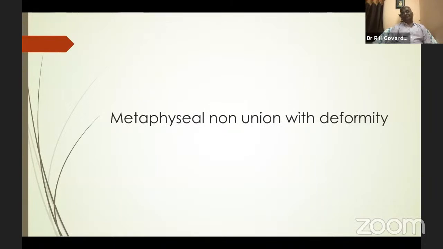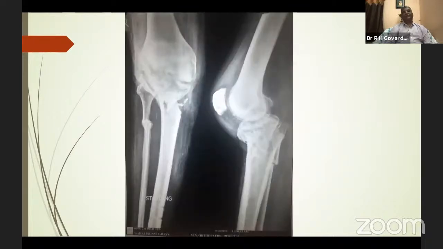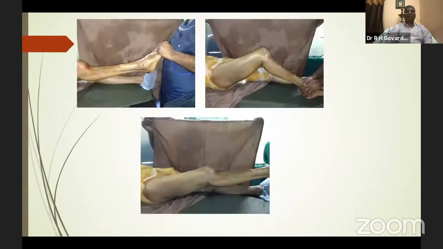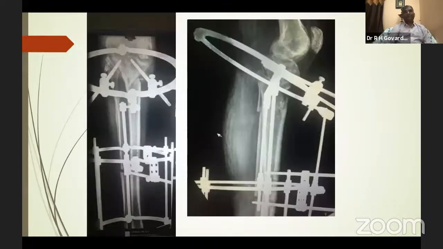Metaphyseal non-unions are a different ball game, because there is cancellous bone there, and you may find that healing will be very difficult. Now, I have a very good example of a fellow who had a compound fracture of the proximal end of the tibia, where the patient had recurvatum deformity at the level of the non-union site. He also had a subluxation of the tibia posteriorly. That is his clinical picture.